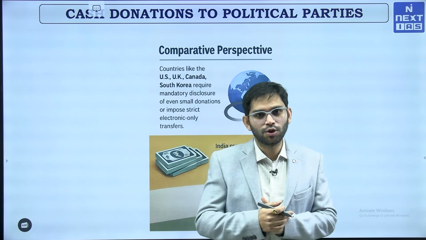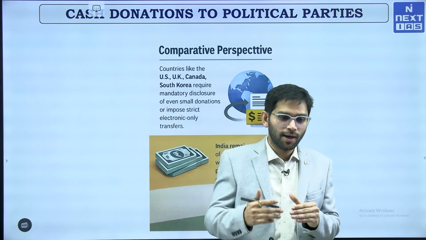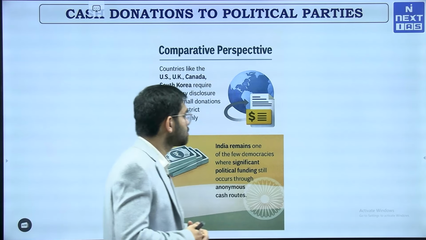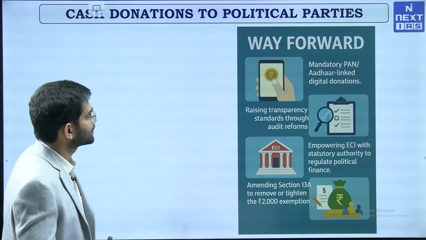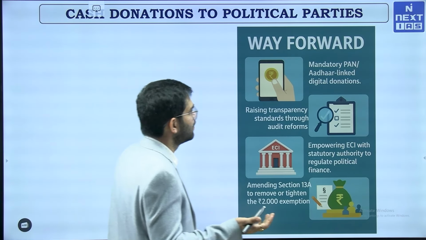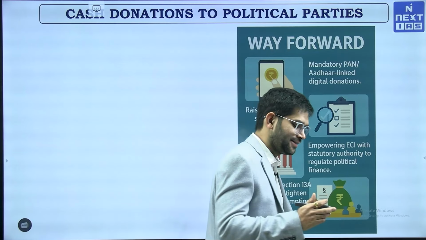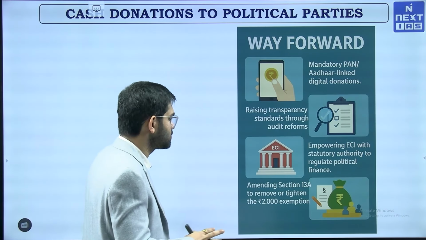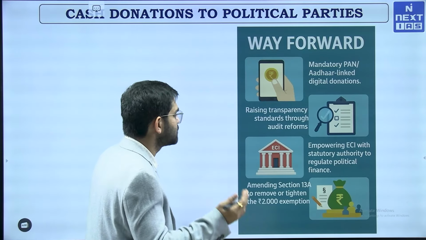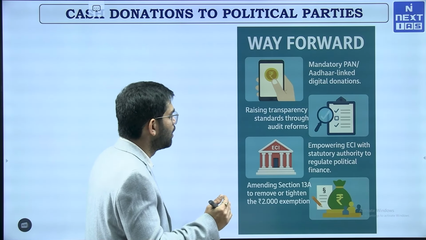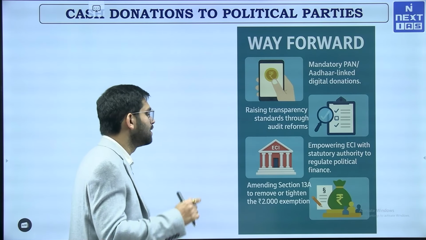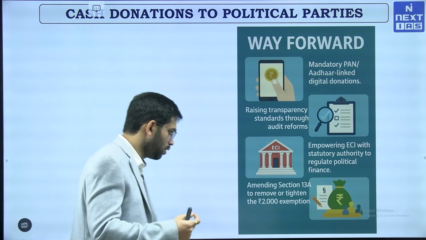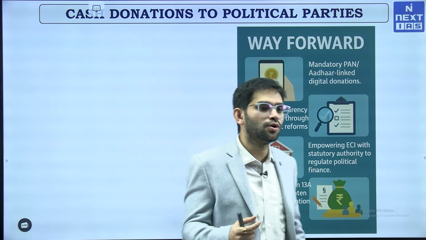After the arguments, you will see what could be the way forward. So the way forward could be mandatory PAN and Aadhaar linked digital donations, obviously, raising the transparency standards through audit reforms, empowering the ECI with statutory authority to regulate political finance, and amending section 13A to tighten the 2000 exemption.